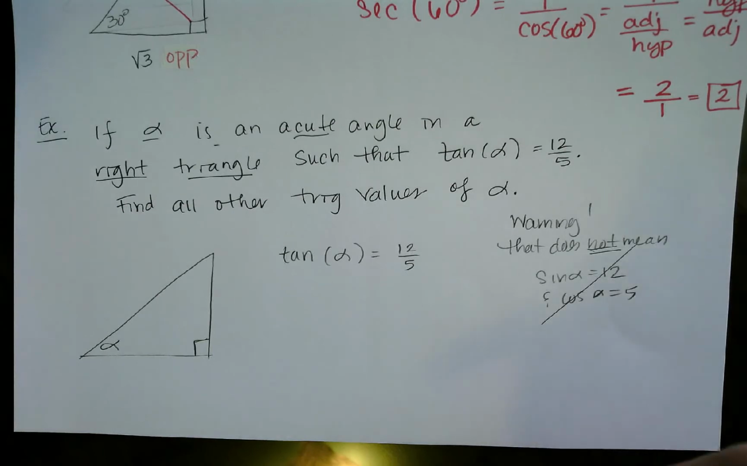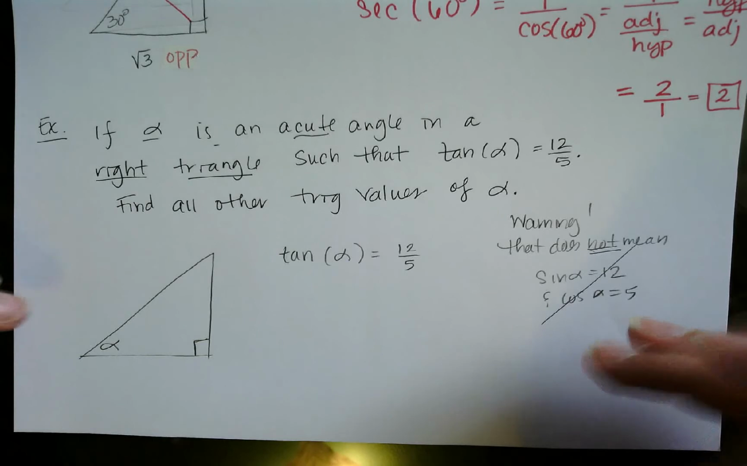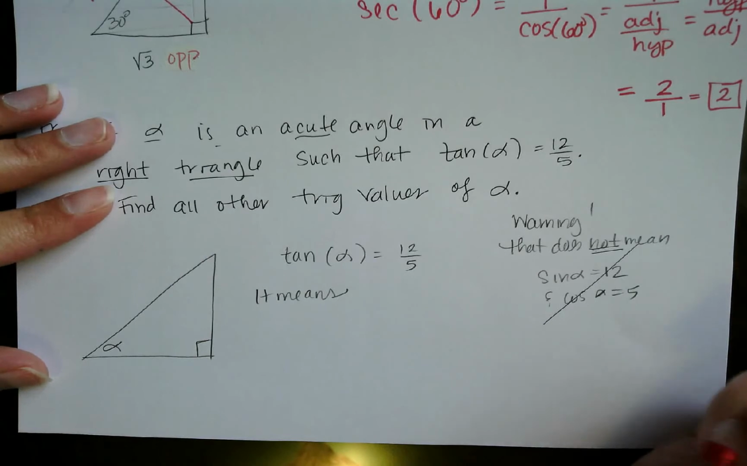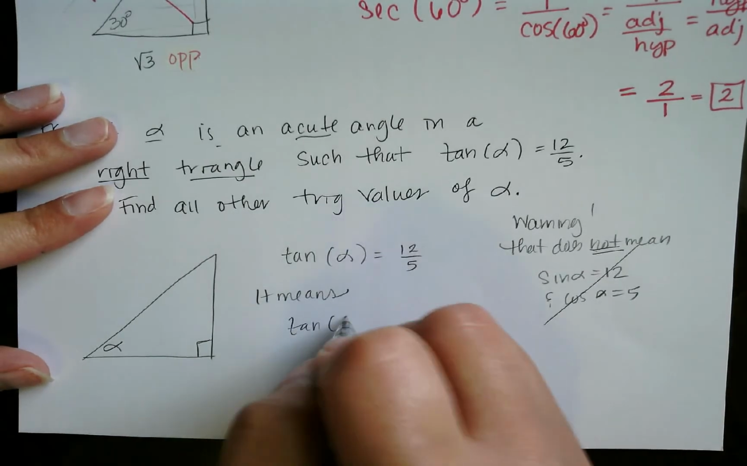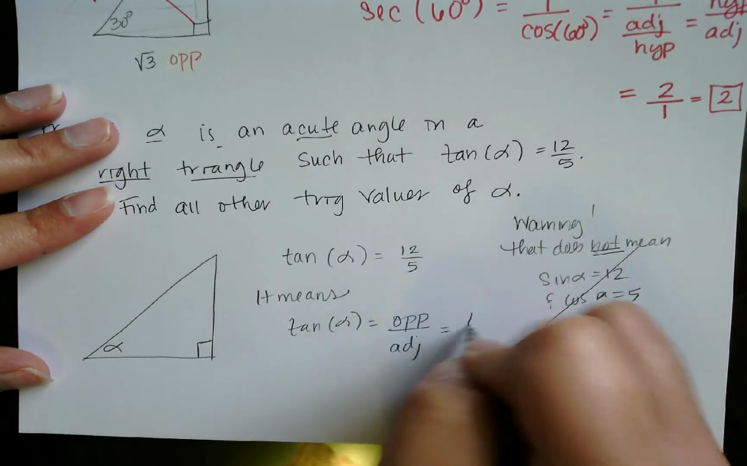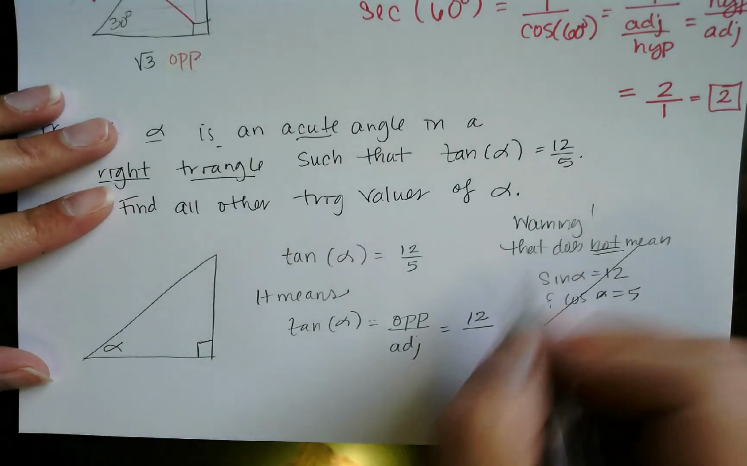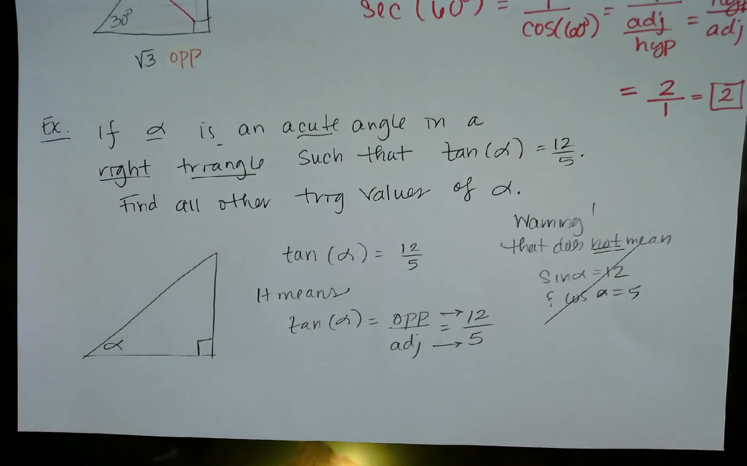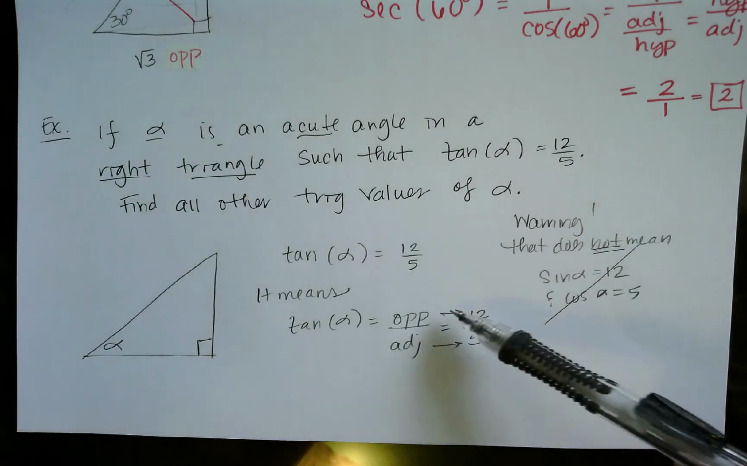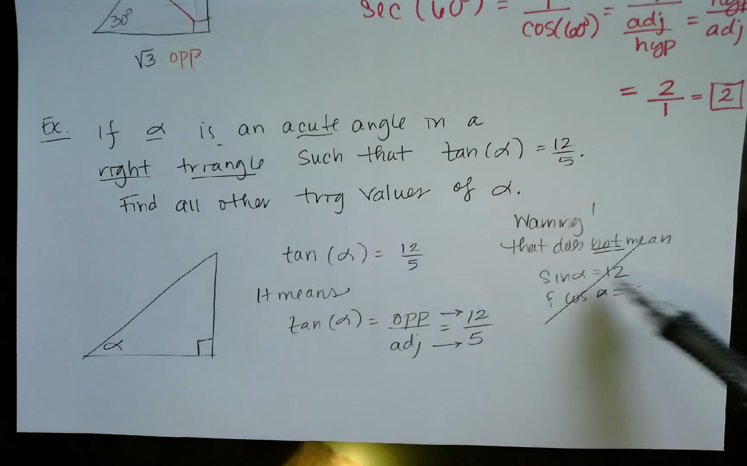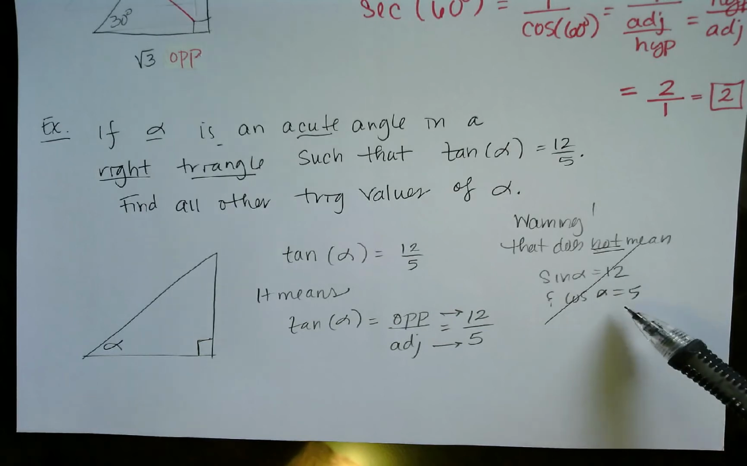So we got to write down what this means. It does mean, by definition, tangent of alpha equals the opposite side over the adjacent side. So that's telling us 12 is our opposite and 5 is our adjacent. That's what it's telling us, not that. So, it's like, what's the big deal? What's the difference between saying this statement, opposite is 12, adjacent is 5, and saying sine of alpha is 12 and cosine of alpha is 5?